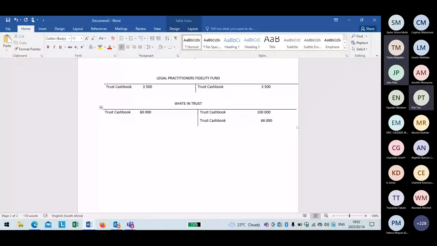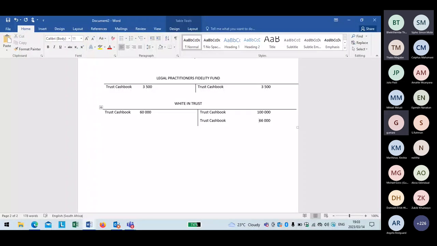Is this complicated? No. Not anymore. It's very simple. The way you are explaining it, simplifying it for us.